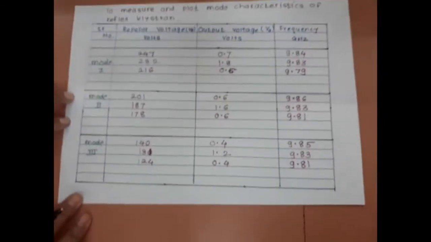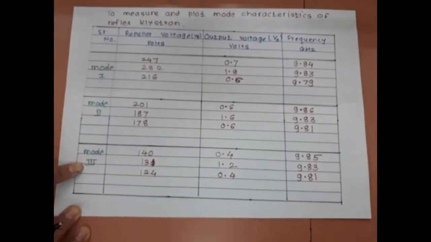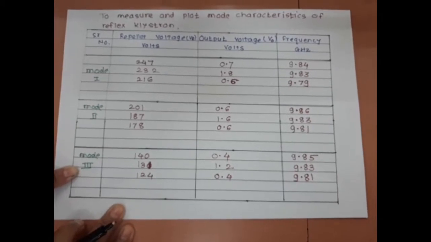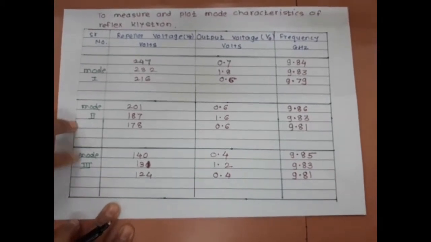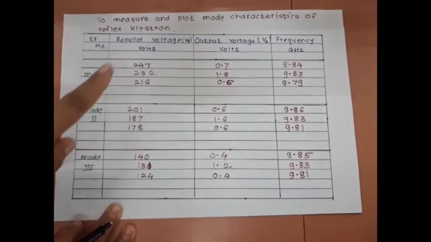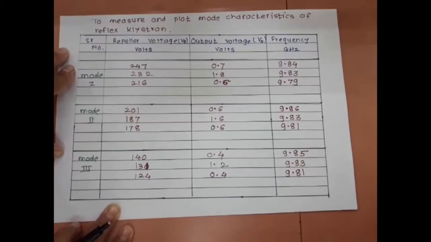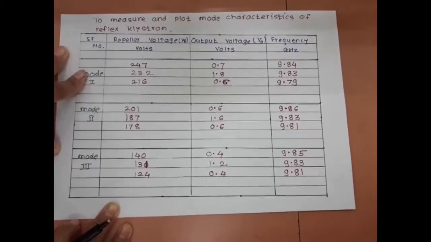Now you can see here whatever readings we have taken, that is mode 1, mode 2 and mode 3. So here we have finished our experiment. Now we'll plot the characteristics. When we plot repeller voltage versus output voltage it will be the power characteristics, and when we plot repeller voltage versus frequency it will be the frequency characteristics. So let us see how we are getting those characteristics.